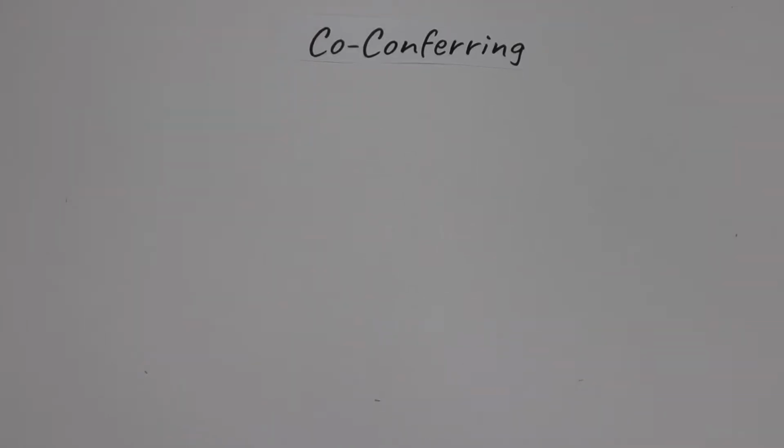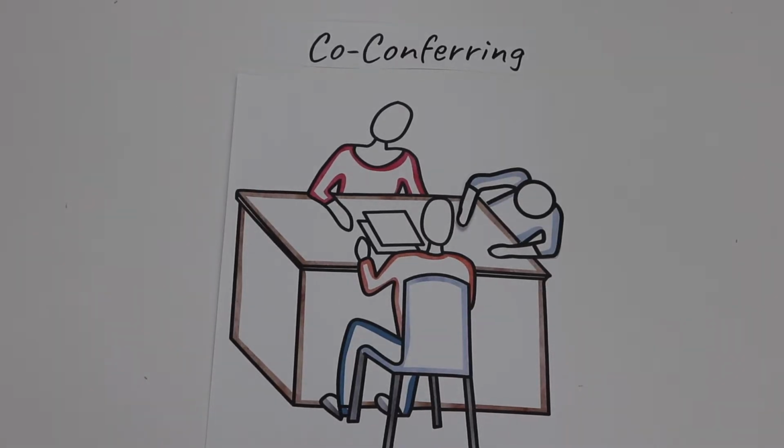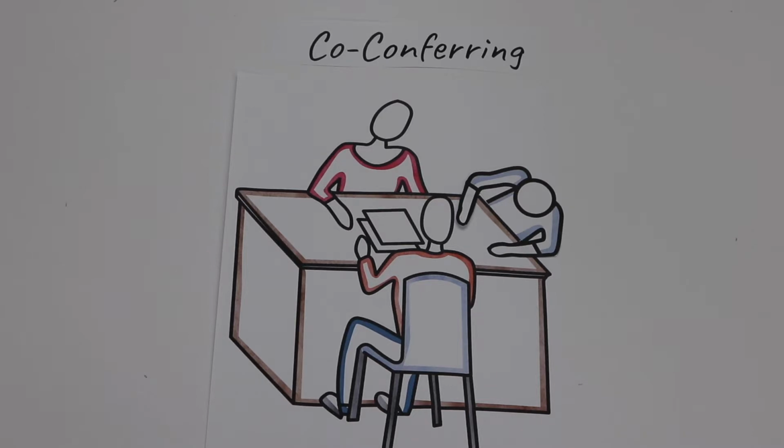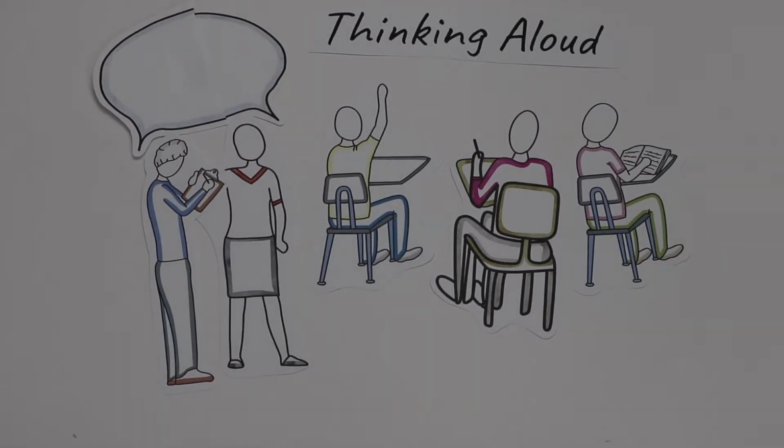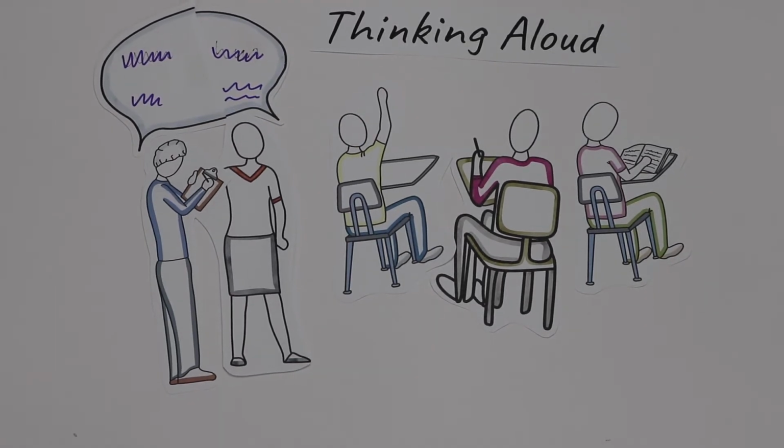Co-conferring. Together, the coach and teacher confer with students to ask questions and collect evidence of learning. Thinking aloud. The coach and teacher talk together during the lesson about what they are seeing and hearing.